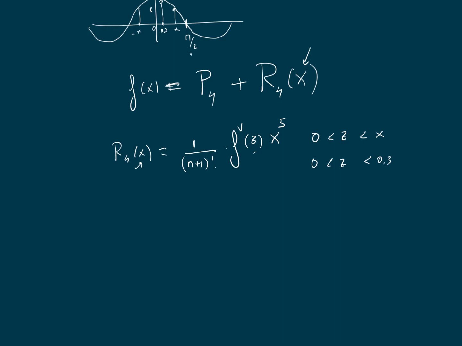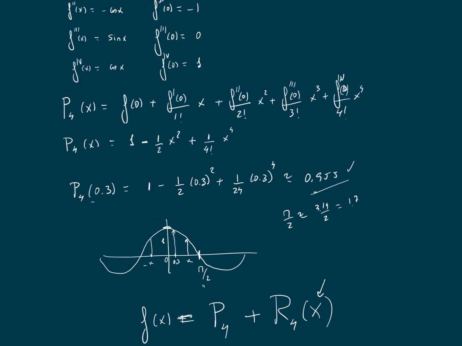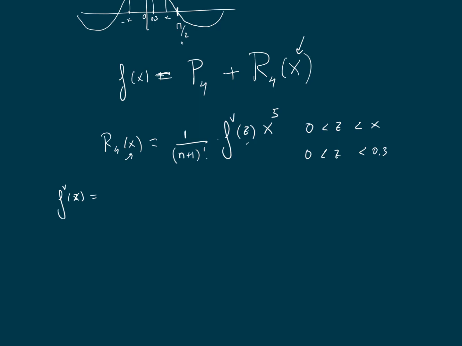So how are we going to evaluate R4 of x? Who is f5 of c? If you see here, f4 is cosine of x, so f5 of x is minus sine of x. Evaluated at the unknown point, f5 of c will be minus sine of c. I know that c is between 0 and 0.3, but I don't know where. I can't compute the sine of an unknown number, so I will do the following. The values that sine of c can take are between minus 1 and 1. So the absolute value of the fifth derivative at any point c, wherever it is, is less than or equal to 1.